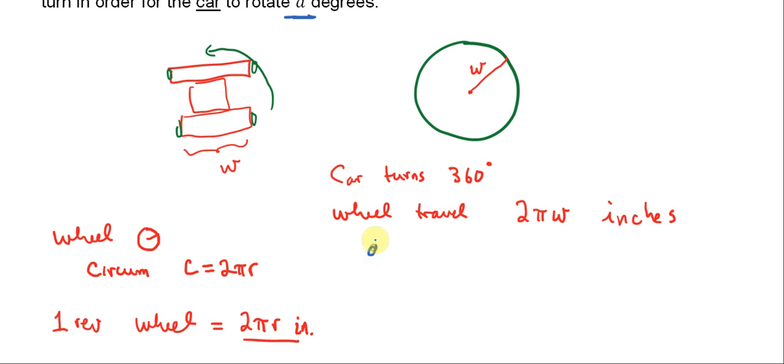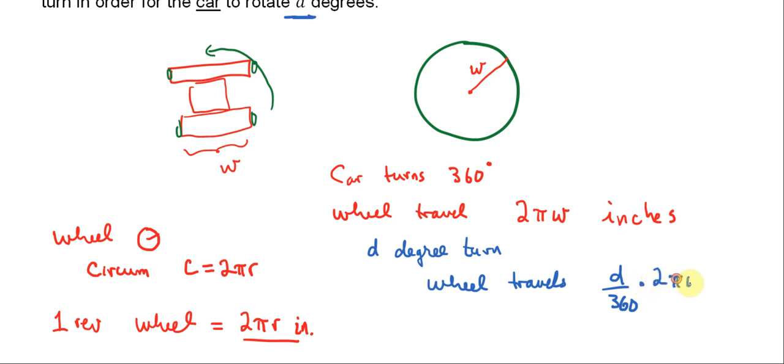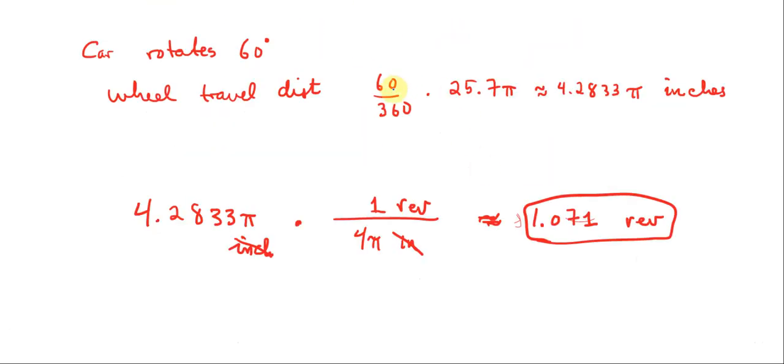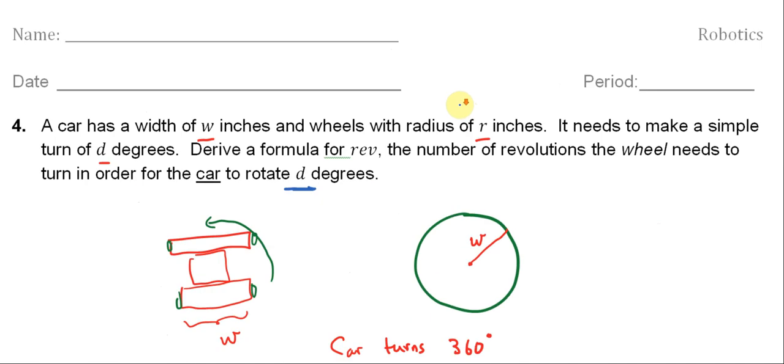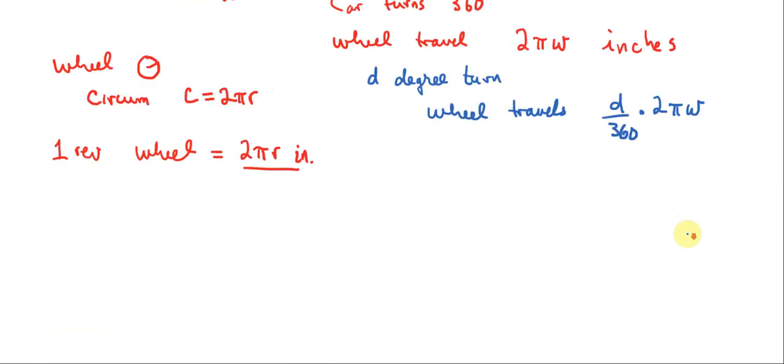So that means for a D degree turn of the car, the wheel will travel D over 360 times this distance, 2 pi times W. If we look back up here, D was 60 over here, so we had 60 over 360. And D was 90 up here, so we had 90 over 360. So that's the same thing as what we have down here. So let's put all of this together. We want the car to travel a distance of 2 pi D W over 360.